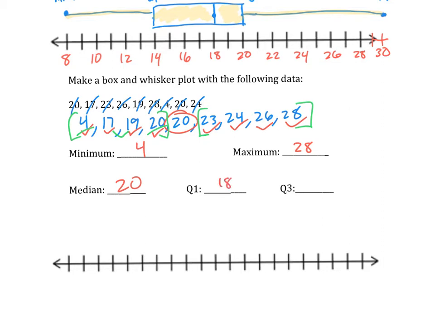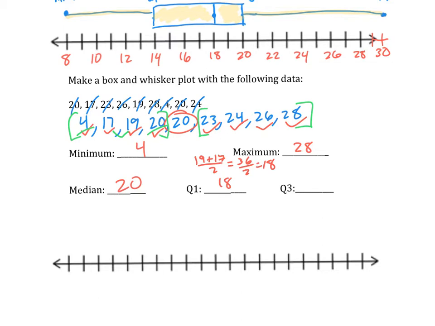But the way we would find that, if you didn't know what number was right in between it, you'd add your two numbers together, 19 plus 17, and then you divide by 2. So that's going to be 36 divided by 2, which is equal to 18. And that's how we figured out whatever number is right in between them.